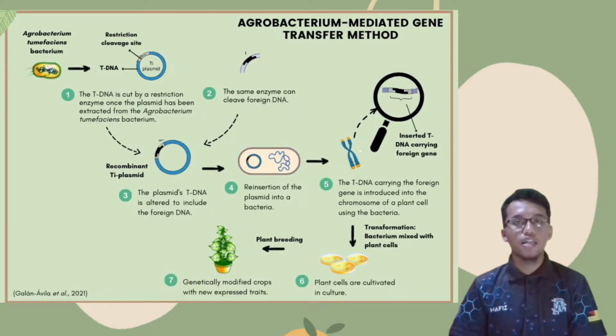The tDNA carrying the foreign gene will be introduced into the chromosome of the plant cell using this bacteria. At this stage, transformation will occur when the bacterium mixes with the plant cell. Then, the plant cell will be cultivated in a culture and will go through the plant breeding stage. Finally, we will get genetically modified plants with newly expressed traits.